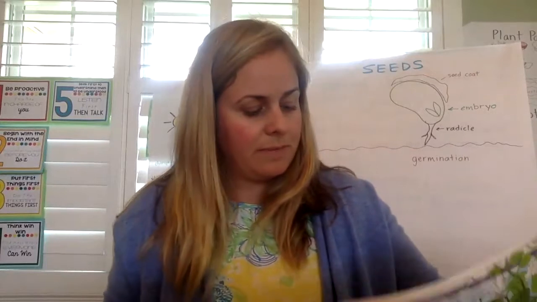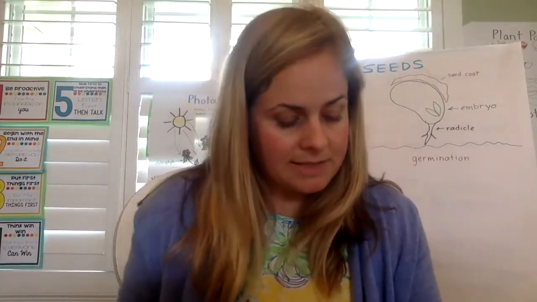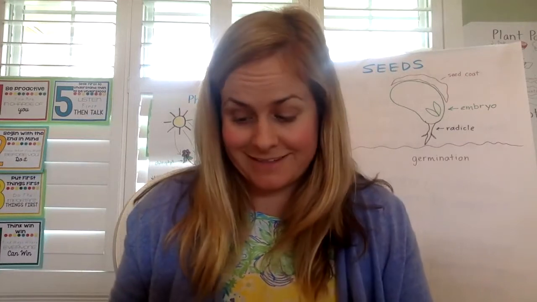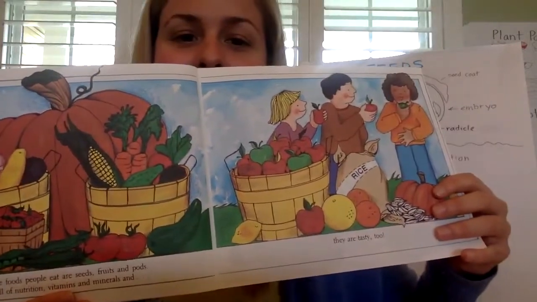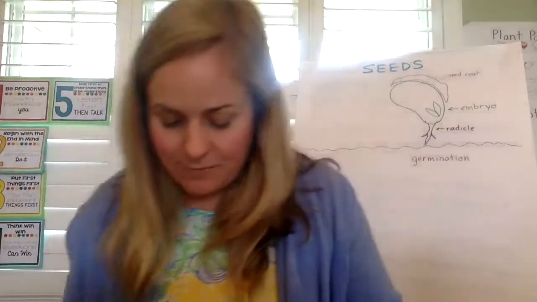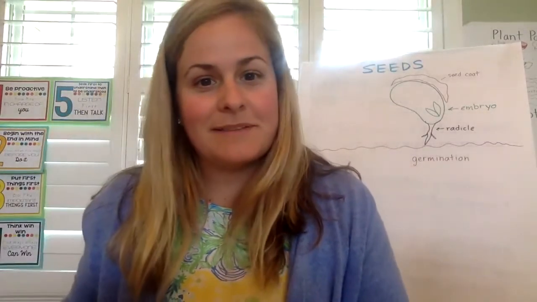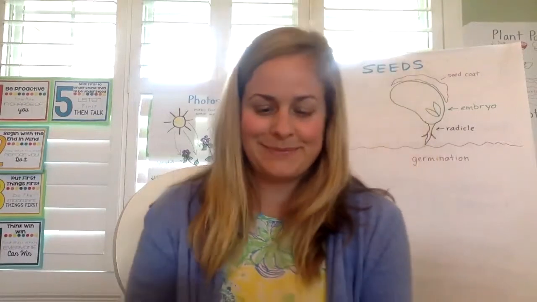Many of the foods people eat are seeds, fruits, and pods. They are full of nutrition, vitamins, and minerals, and they are tasty too. And remember that vocabulary word we learned? The types of vegetables and plants that farmers grow for us to eat are called crops.